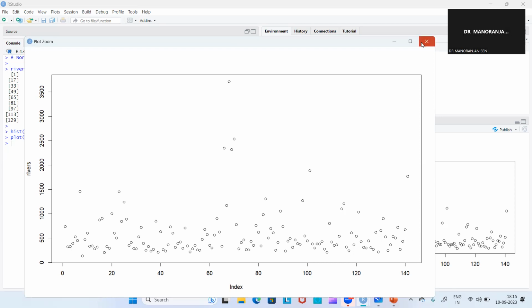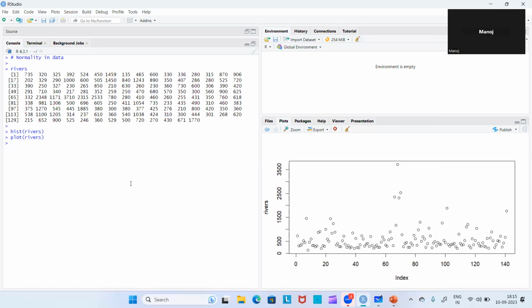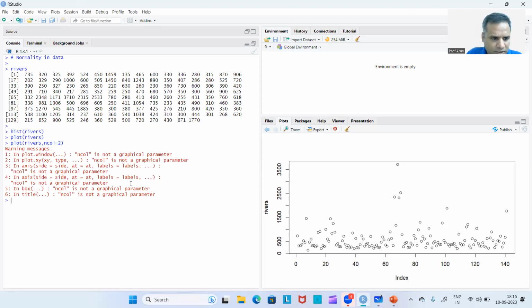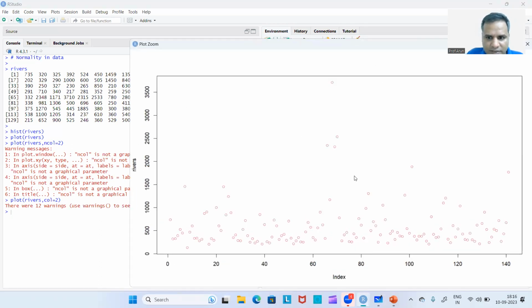Okay. Sir, how to change the color? Okay. Press upper arrow key, sir. N col equal to 2. Just a second. Just a color equal to. Color equal. Just let me check. Color equal to. I'll change the color also. See, the color is changed.